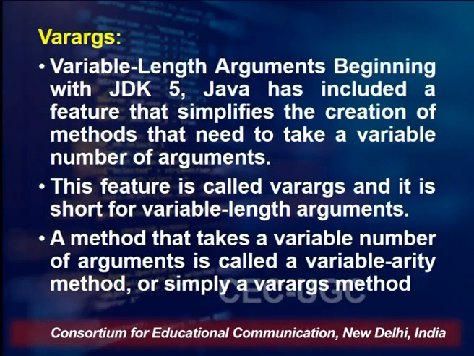Starting from JDK 5, the variable length argument situation is handled in a very different way, because JDK 5 has included a feature that simplifies the creation of methods having a variable number of arguments, and this feature is known as Varargs. It is the short name for variable length arguments. It is a method that takes a variable number of arguments, and it is called a variable arity method, or simply a Varargs method.